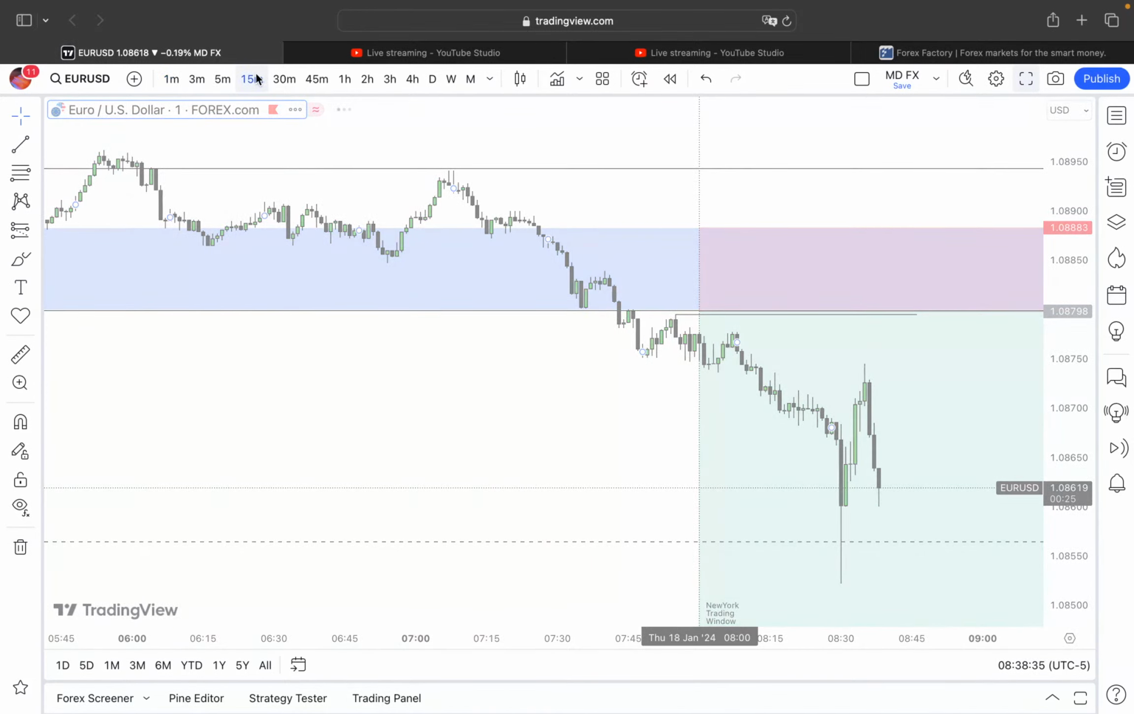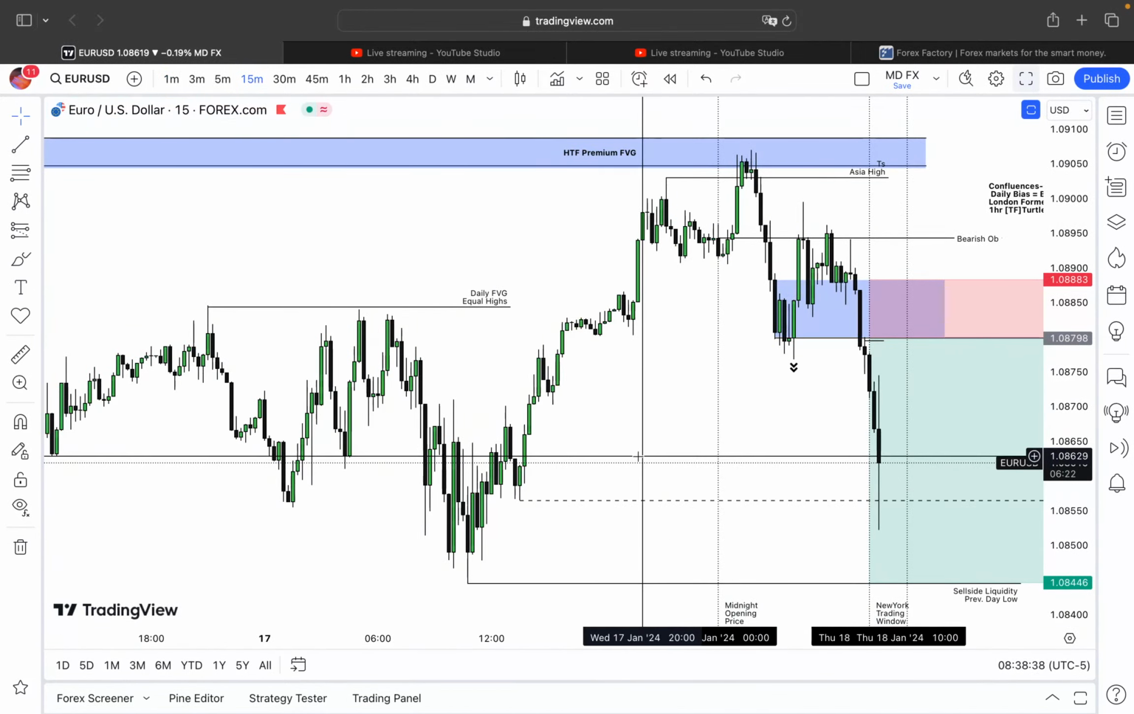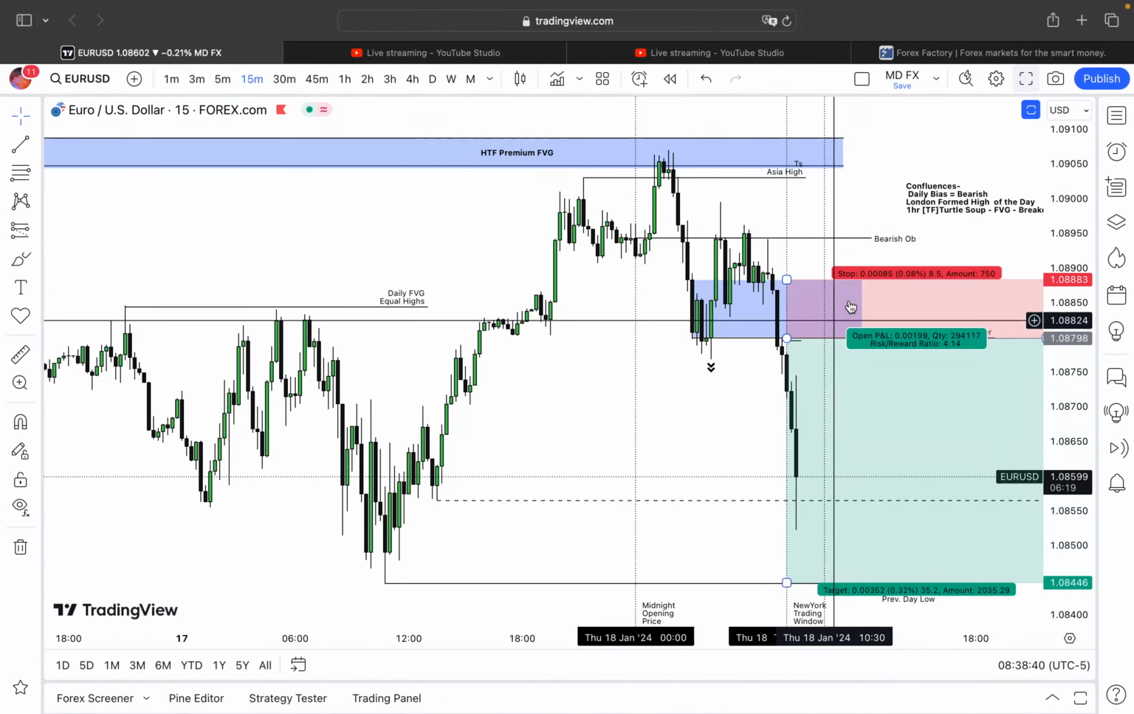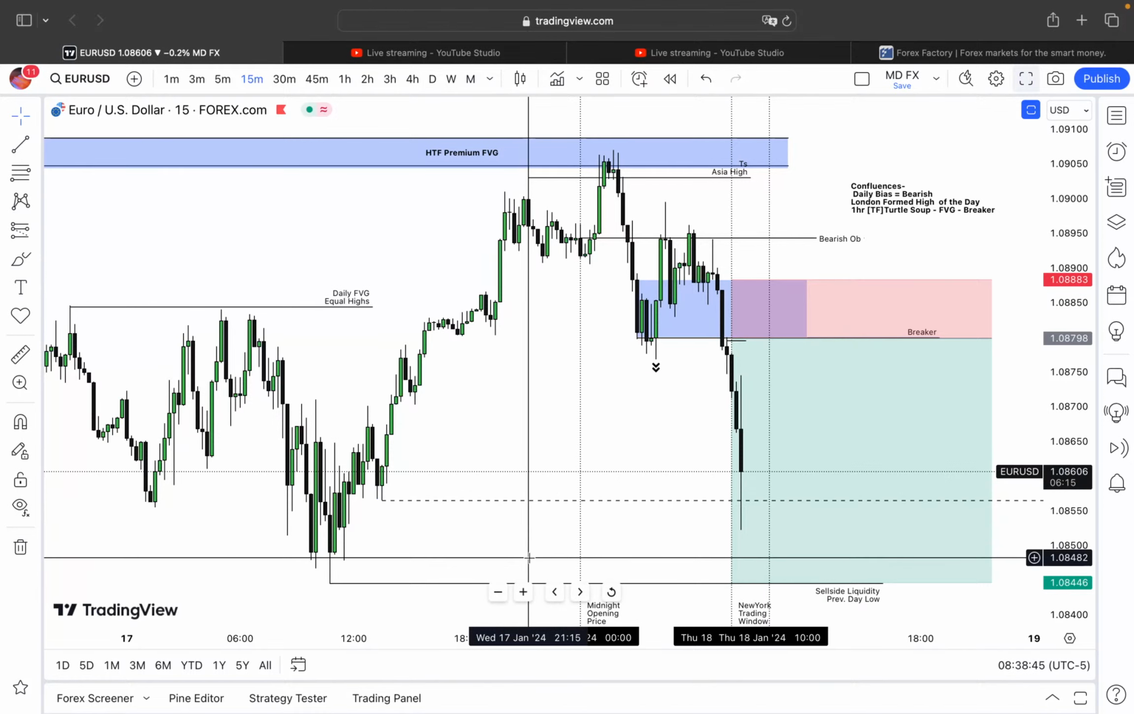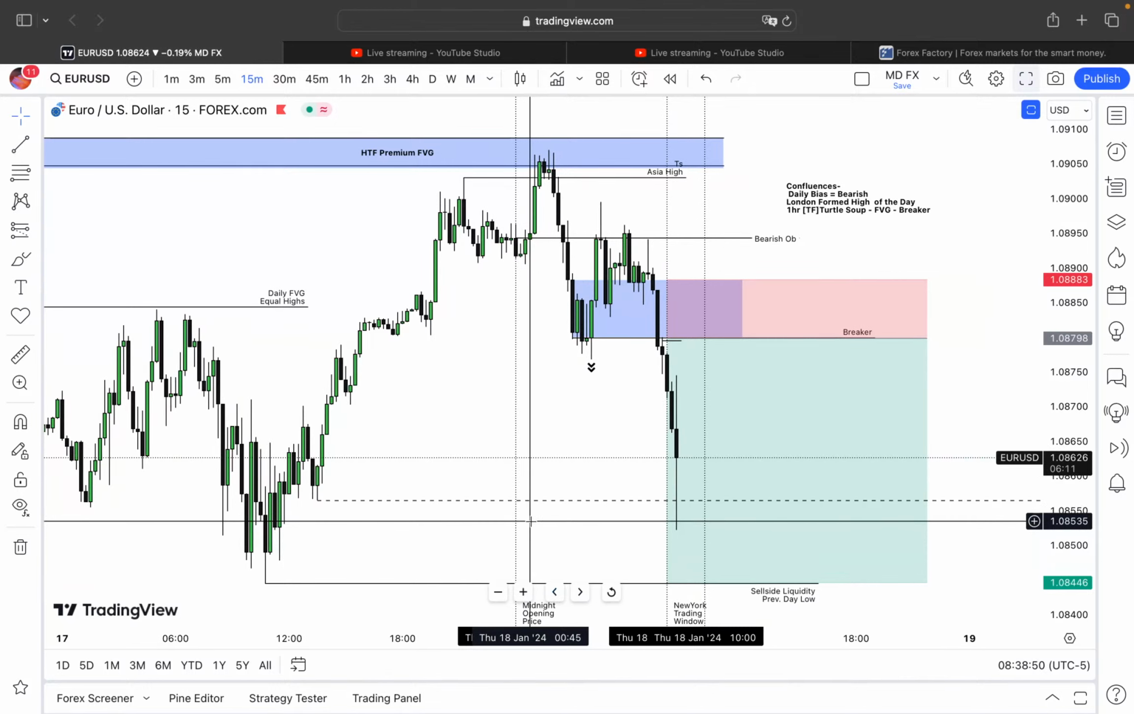Yeah, it is selling from that fair value gap, but I still want to wait for it to tag this breaker. If it doesn't, then that's wraps for the day. All I wanted to do is take out the sell side liquidity.